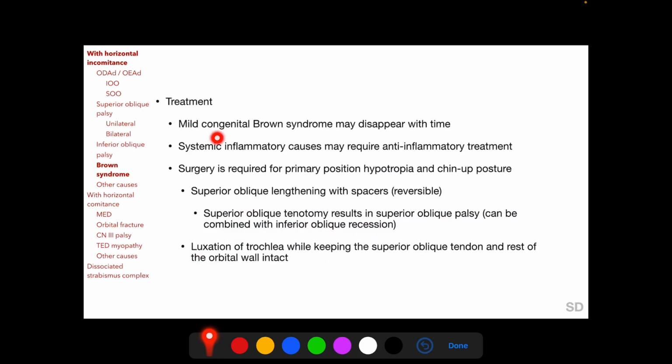Mild congenital Brown syndrome may disappear spontaneously with time, and systemic inflammatory causes may require local or systemic anti-inflammatory treatment. Surgery is required when there is primary position hypotropia and chin up posture, and surgery usually involves lengthening of the superior oblique tendon with spacers.